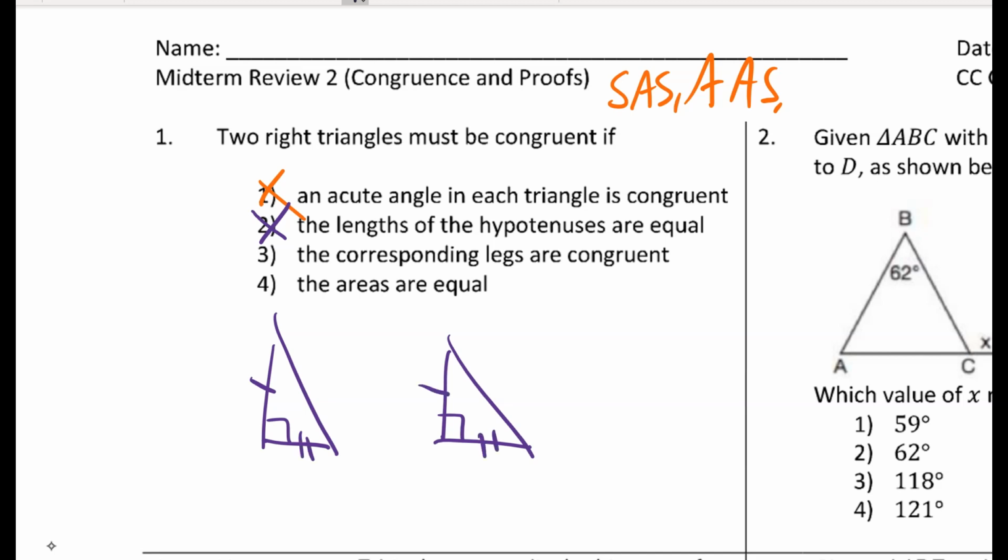But then number 3 says, well, what about if the two legs are congruent to one another? Well, the idea here is that this looks like a side angle side proof because all right angles are congruent. So if I had number 3 to be true, that would be enough to state that these two triangles are congruent by side angle side.